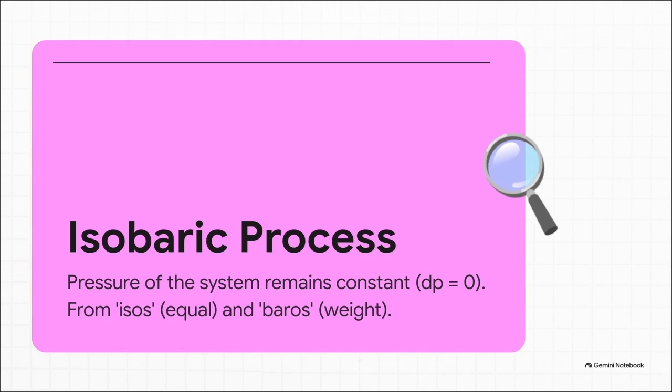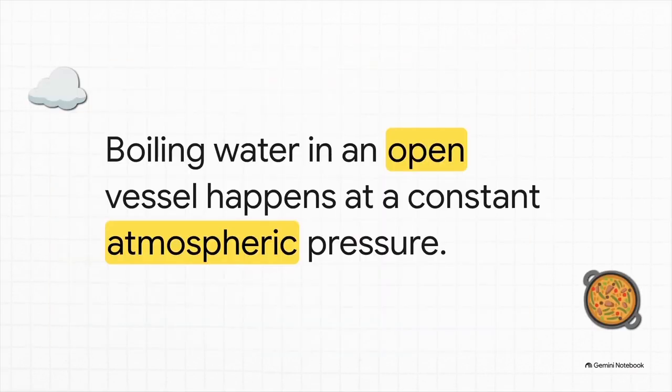Next up is the isobaric process, again deriving from isos for equal and baros for weight or pressure. So here the pressure of the system stays perfectly constant. The initial pressure equals the final pressure, meaning the change in pressure, dP, is equal to 0. To contrast with the closed vessel we just looked at, an isobaric process is like boiling water in an open pot. Because it's completely exposed to air, the water boils entirely under a constant, unchanging atmospheric pressure.